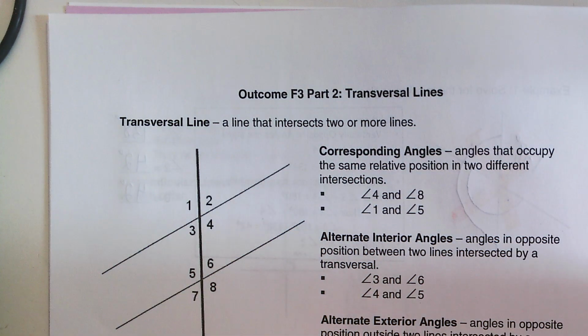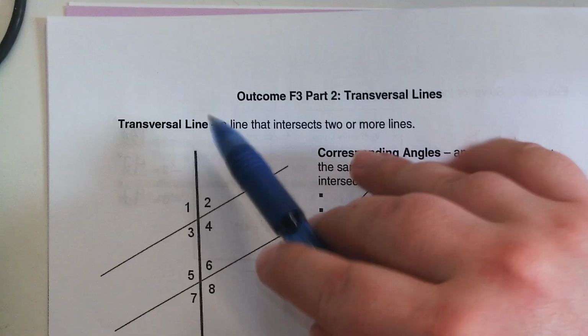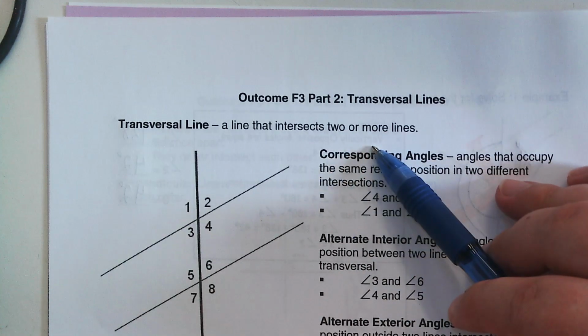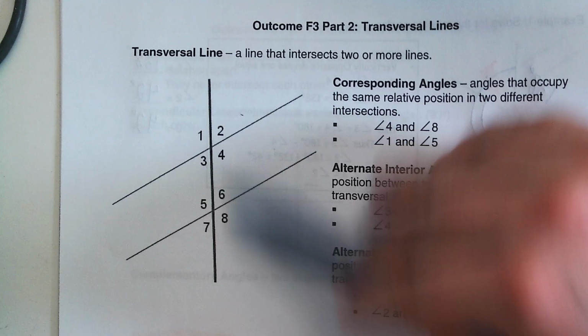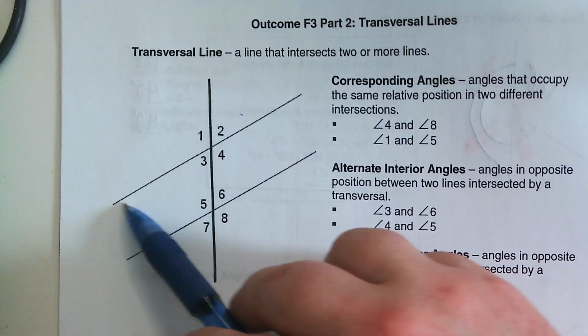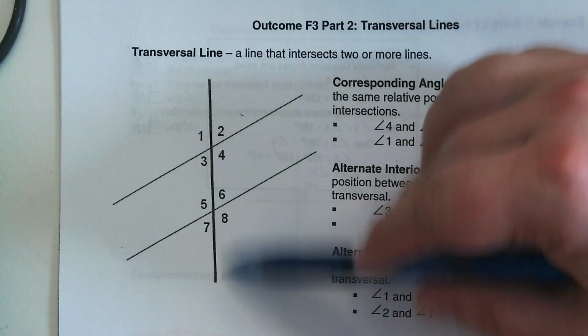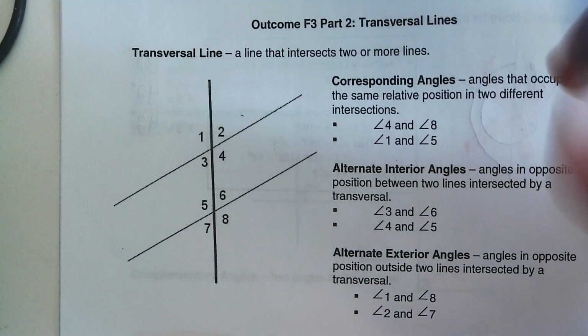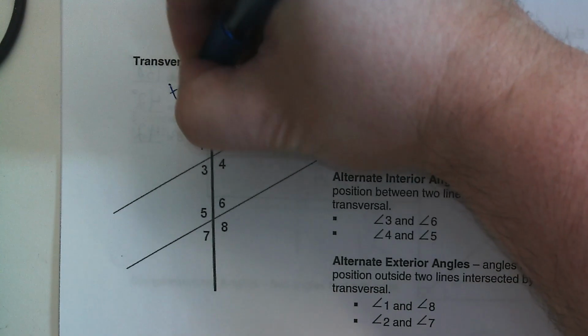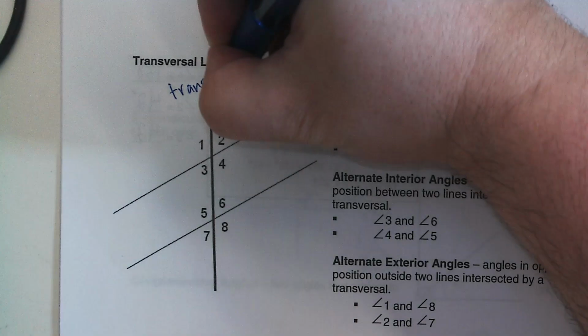Hey everybody, so this lesson is going to look at something called transversal lines and the angles that are created by transversal lines. So what is a transversal line? It is a line that intersects two or more lines. So for example, we have this diagram right here. I've got these two lines right here, and I've got this line that intersects those two lines. So this line here down the middle is my transversal line.